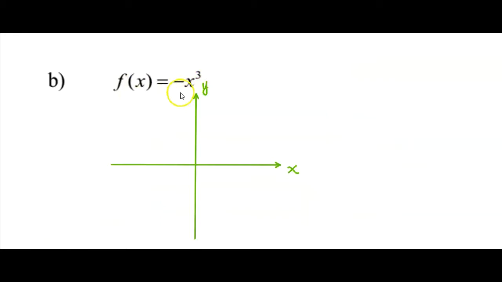For function b, I've been given -x cubed. Again, we will start from the basic graph, that is y equals x cubed, in this shape. To sketch this function, I'm using the transformation approach to sketch the graph of -x cubed.